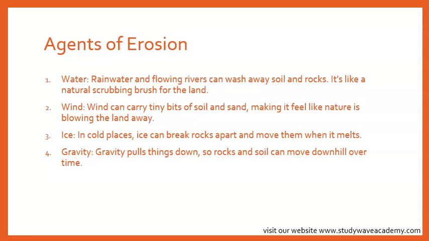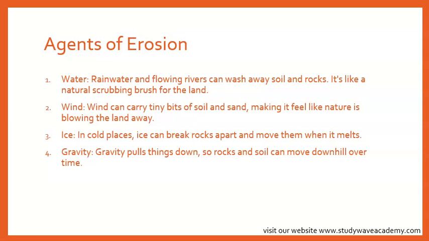Gravity. Gravity pulls things down, so rocks and soil can move downhill over time. Gravity, like a silent force. Gravity pulls things down, making rocks and soil slide or roll. So these are the agents of erosion. These helpers work together to give the earth its unique look. Okay?